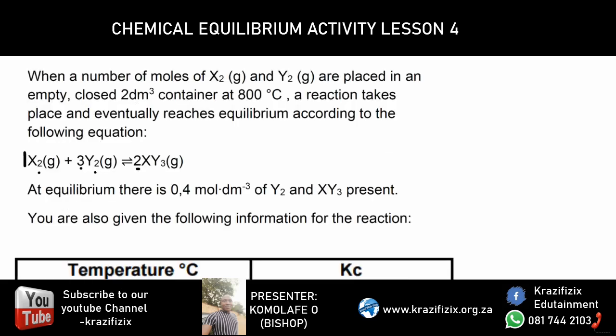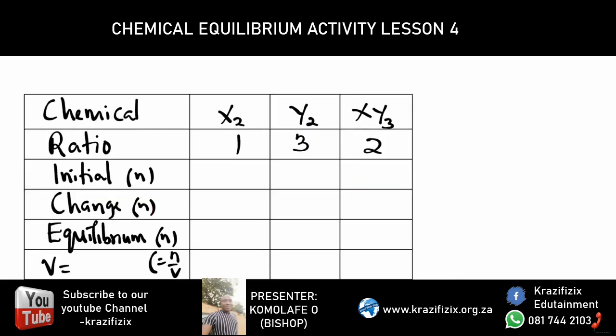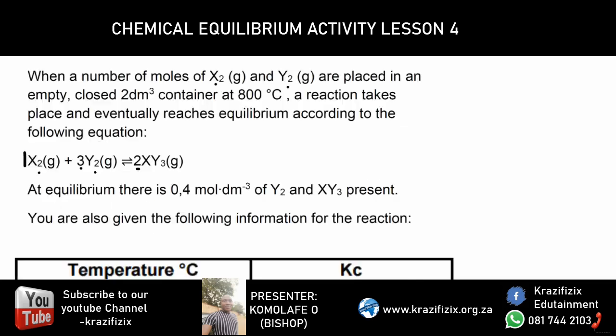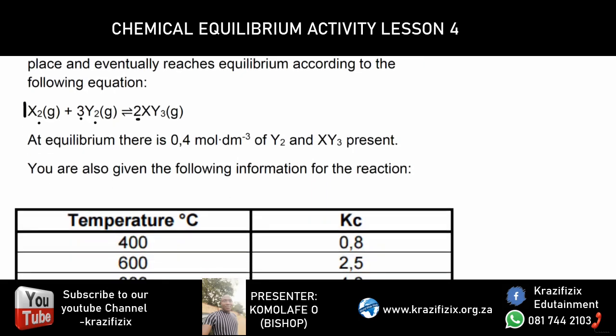What do we know? We do not have this value, the initial. They said a number of moles. So can we write it as X and Y? Unknown. And it's an empty container, so we have 0 there. Just take it one step at a time.